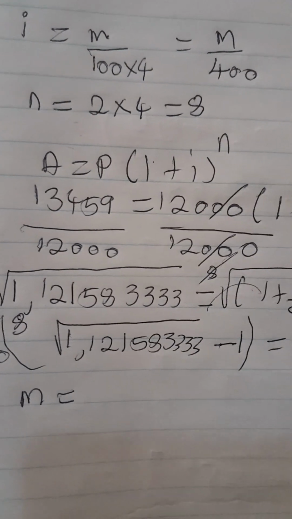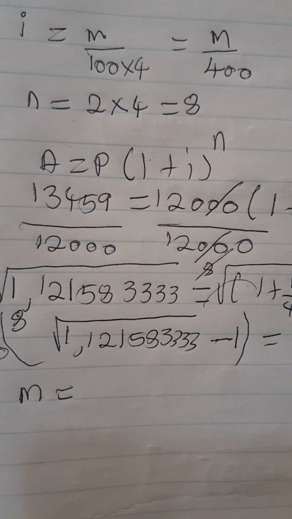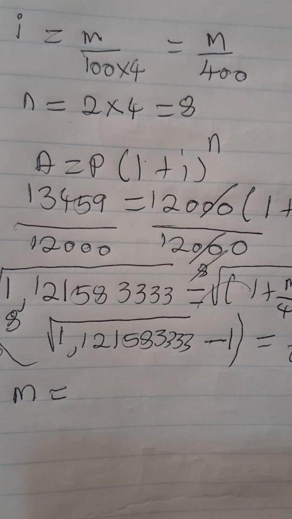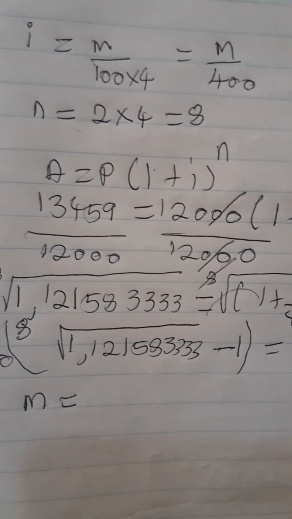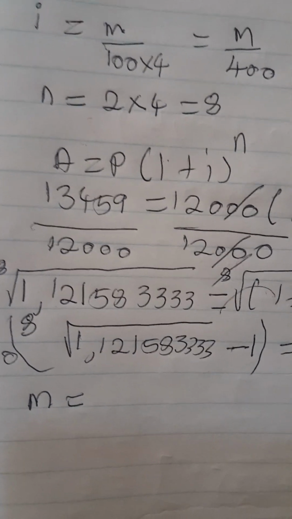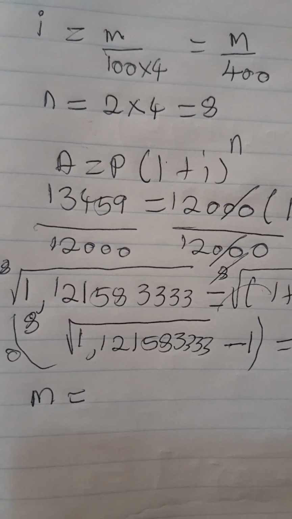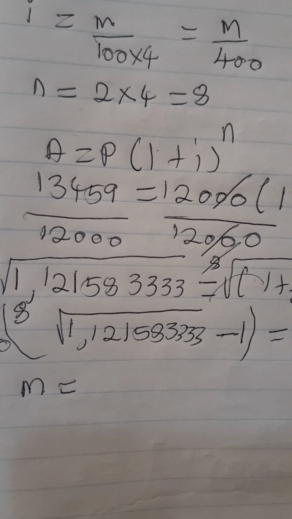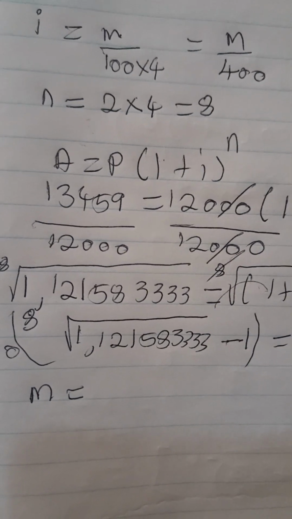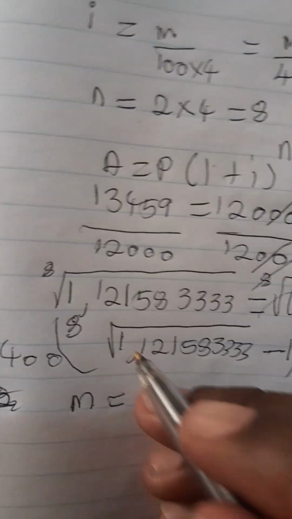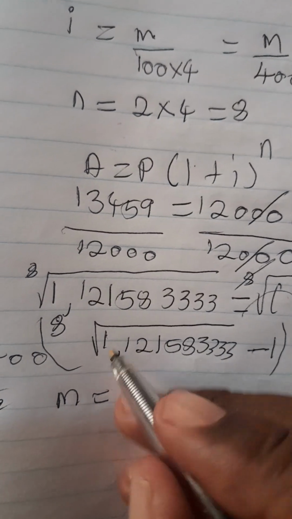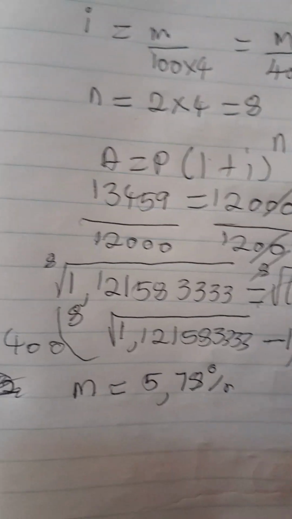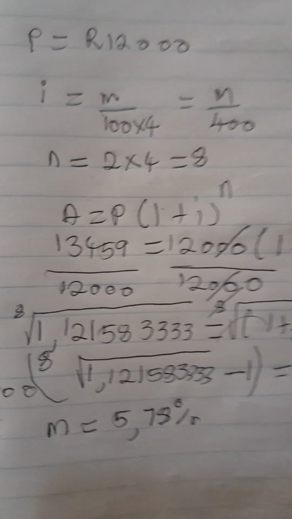When you punch our calculator, we start with 400 multiplied by the 8th root of 1.12158333, subtracted by 1. Then the solution will be 5.784087, but corrected to two decimal places, it will be 5.78%. So that's how you can work out 6.1.